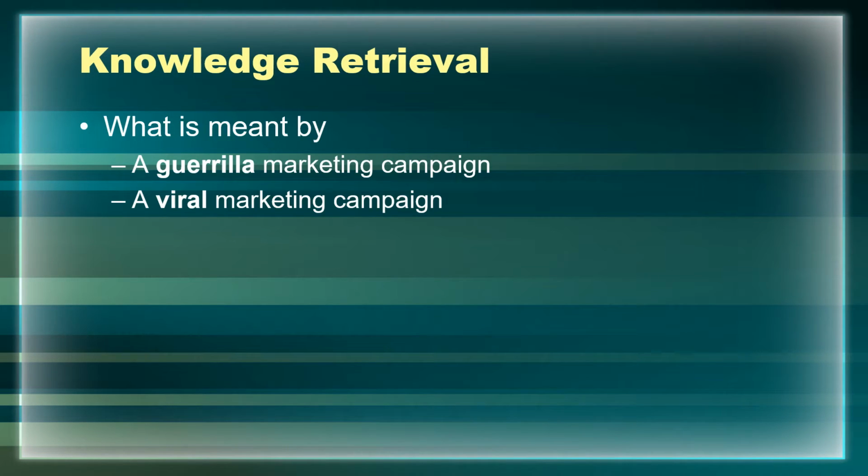To start off with a knowledge retrieval task, we are thinking about two ideas that I introduced to you in the last lesson, and these are guerrilla marketing and viral marketing. I'd like you to note down very briefly what is meant by a guerrilla marketing campaign. You can bullet point your answers, and a viral marketing campaign. Give yourself about 5 minutes to jot down what you think those two things are, and then move on to the next slide.